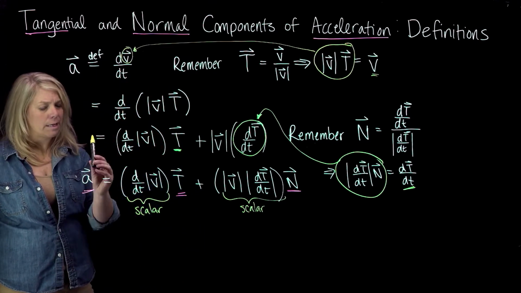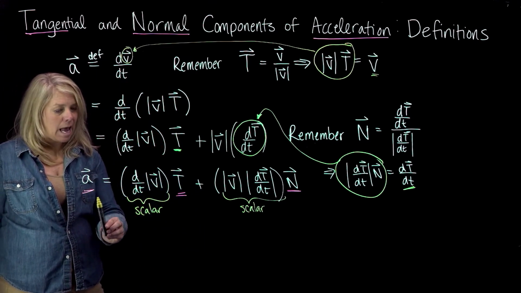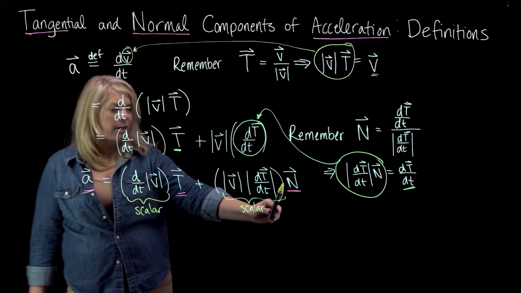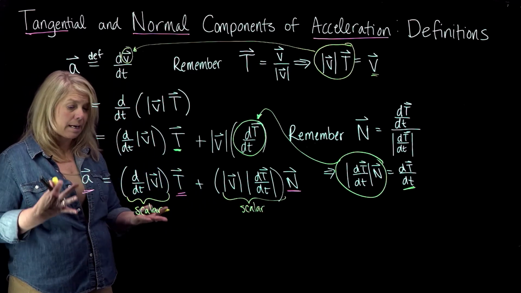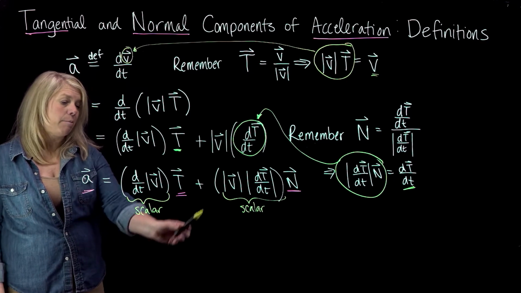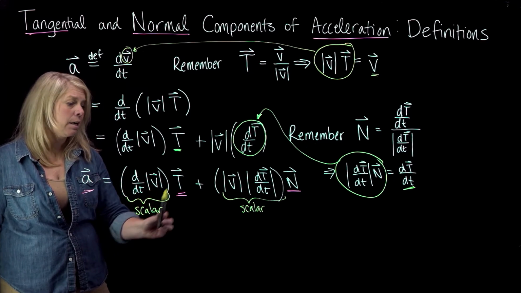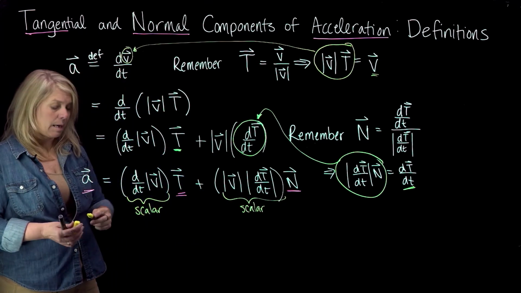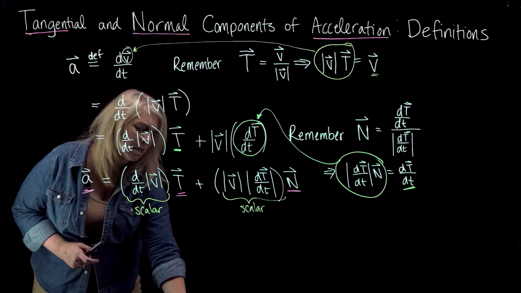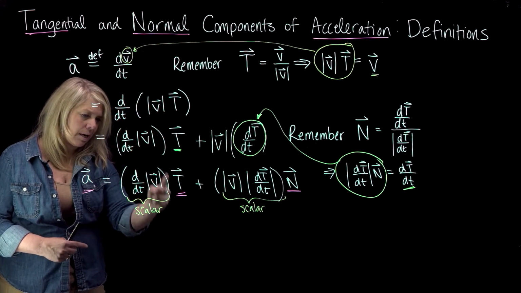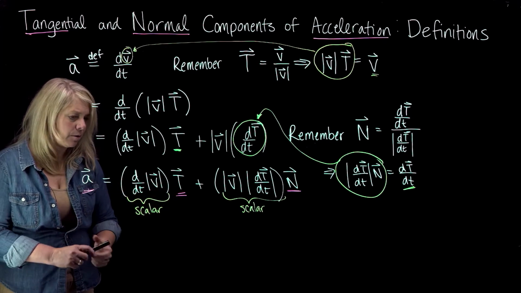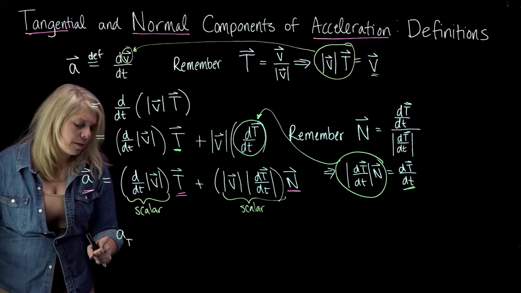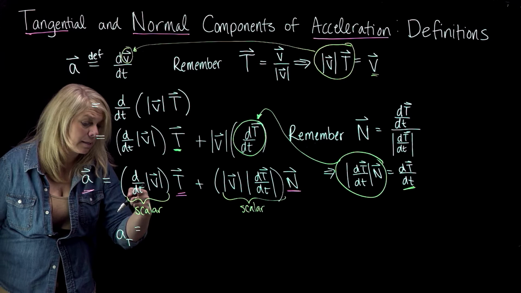So what we have here is our acceleration vector written as a sum of scalar multiples of the T and the N vector. We have decomposed that acceleration vector into how much of it is in the direction of the T vector and how much is in the direction of the N vector. That's what we mean when we talk about tangential and normal components of acceleration. I'm going to write down the definitions down here. This scalar quantity that's times the unit tangent vector is what we call the tangential component of acceleration, and we denote that a with a subscript of T.